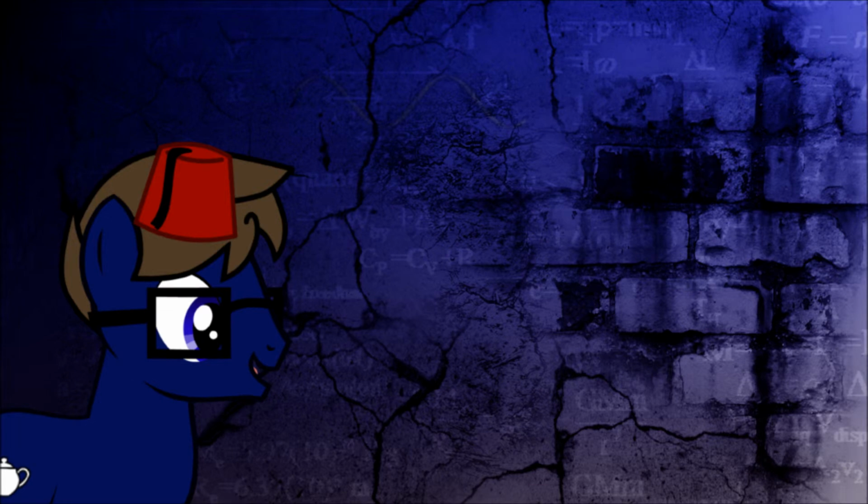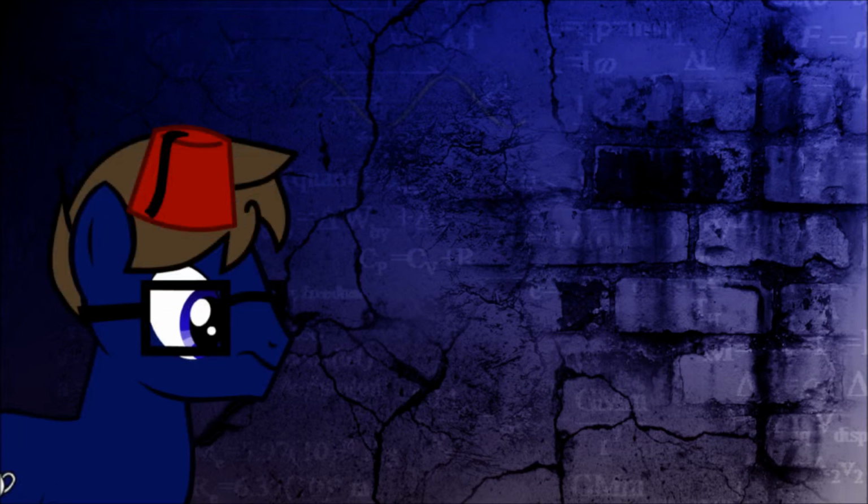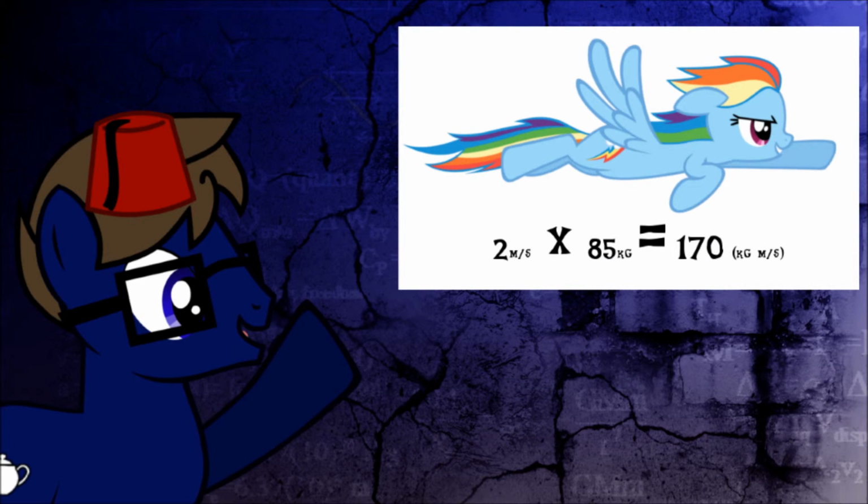So, let's state in this instance that ponies are not made of dark matter, I believe the humans call it, and say that Rainbow Dash weighs around 85 kilograms, give or take. If she is travelling at a speed of 2 meters per second, she will have a momentum of 170.